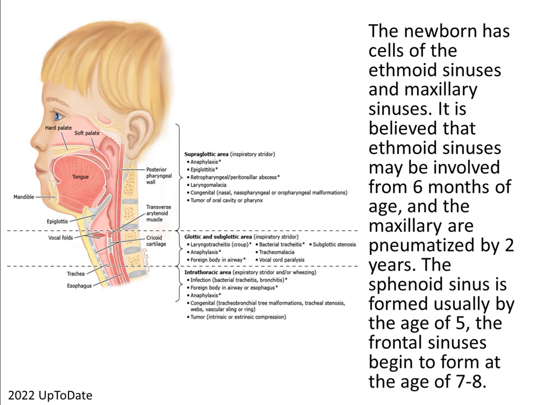The newborn has cells of ethmoid sinuses and maxillary sinuses. It is believed that ethmoid sinuses may be involved from 6 months of age, and the maxillary sinuses are pneumatized by 2 years. The sphenoid sinus is formed usually by the age of 5. The frontal sinuses begin to form at the age of 7 to 8 years old.